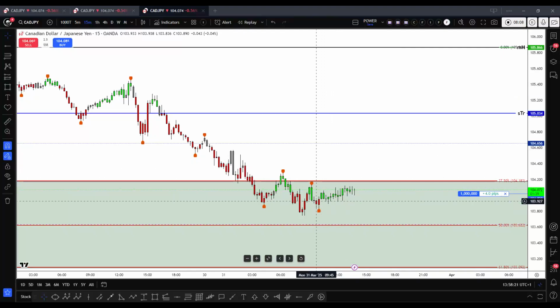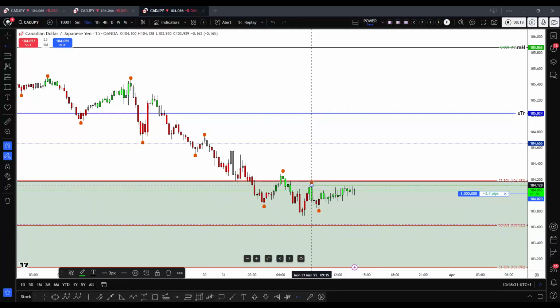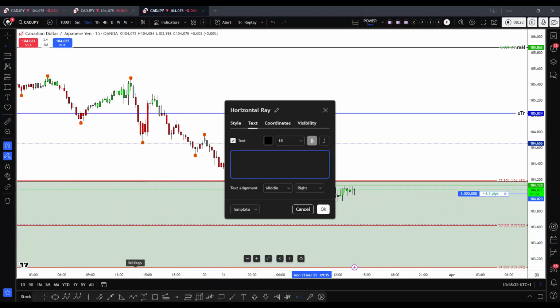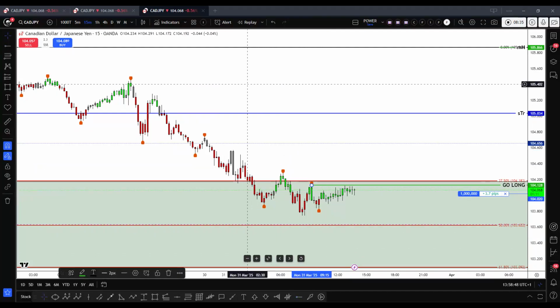So we're looking to buy off this area, and if I'm going to give a new entry, this will be the new entry to go long. $104,128 will be our new long entry, and the stop loss will come below here.